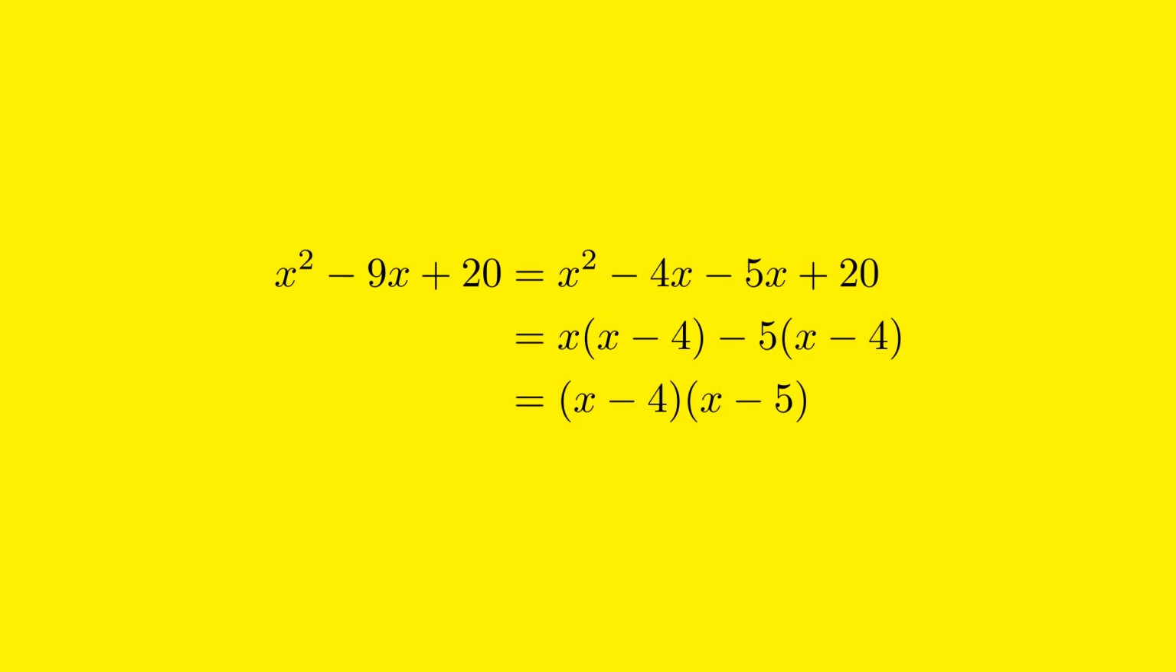Now we have two terms, and it looks like x minus 4 could be a common factor. Indeed, factoring out x minus 4, we get (x minus 4) times (x minus 5). Hence, the original expression x squared minus 9x plus 20 factorizes to (x minus 4) times (x minus 5). Thus, the correct answer is (x minus 4) times (x minus 5).